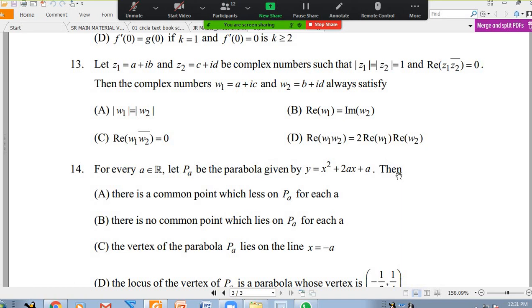Okay, 13. Let Z1 equal A plus iB and Z2 equal C plus iD be complex numbers, such that mod Z1 equals 1 and real part of Z1 Z2 conjugate equals 0. Then which of the complex numbers W1 and W2 always satisfy this? This is an advanced question, with several options, all about W1 and W2.